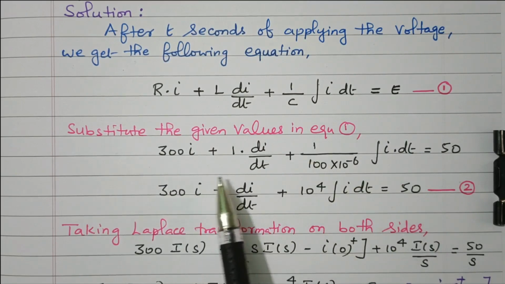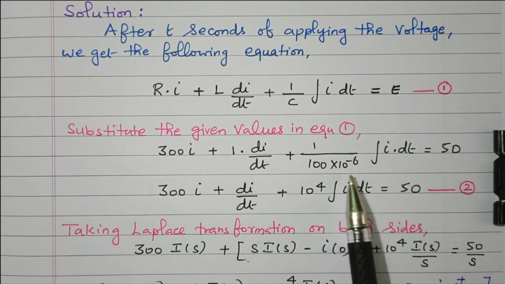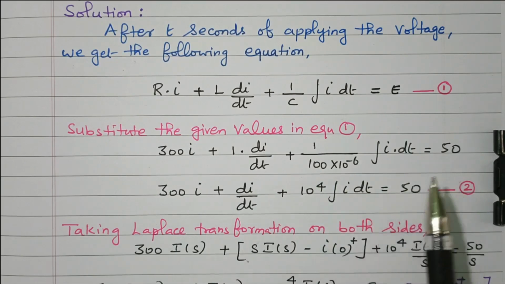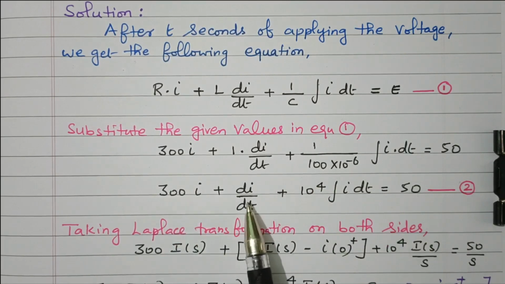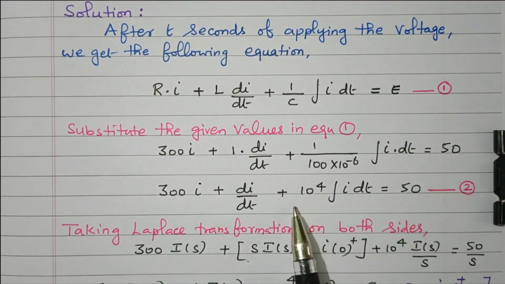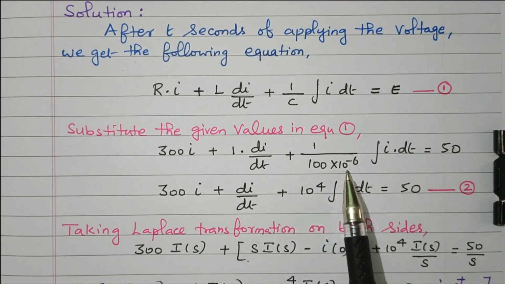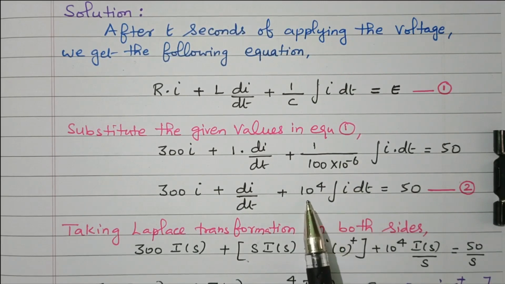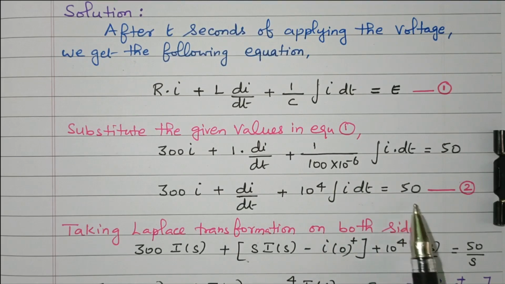R is 300, L is 1, C is 100 into 10 to the power minus 6, and E is 50 volts. So after simplification, 300I plus di by dt plus 10 to the power 4 integral I dt equal to 50. 100 into 10 to the power minus 6 is 10 to the power minus 4, while going to the numerator it becomes 10 to the power 4. We will take this as equation number 2.